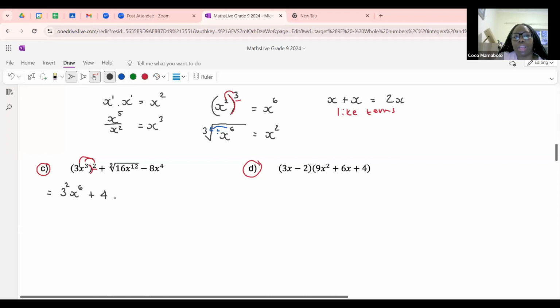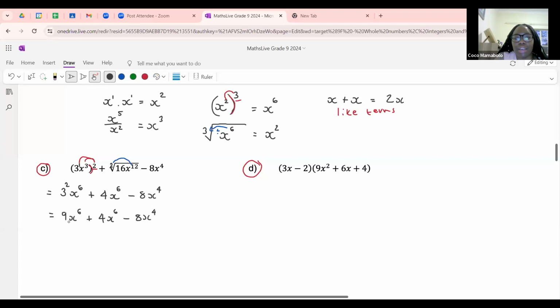Right, so I know that I'm going to keep my base x, and then I'm going to divide exponents. So I'm going to have 12 divided by 2, and this is going to give me x to the power of 6. Okay, all of that minus 8x to the power of 4. Right, I know that 3 squared is actually 9x to the power of 6 plus 4x to the power of 6 minus 8x to the power of 4.